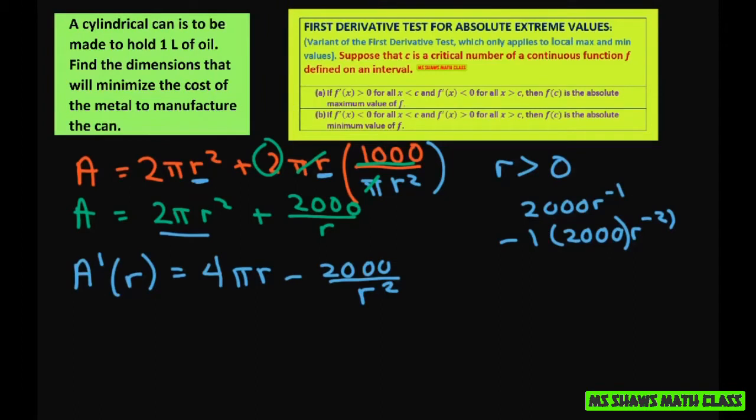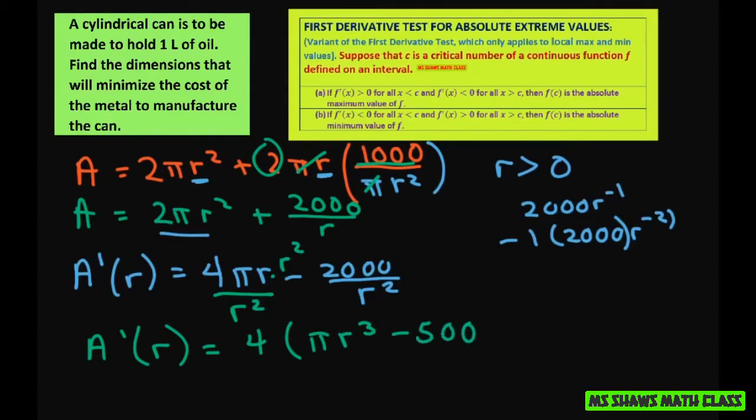And to have our common denominator, if I want an r squared here, I'm going to have to multiply the numerator by r squared. So A prime of r is going to be 4 times pi r cubed minus 500 divided by r squared. I just multiplied those two to get the common denominator. And now we want to set this to 0 and solve for r.